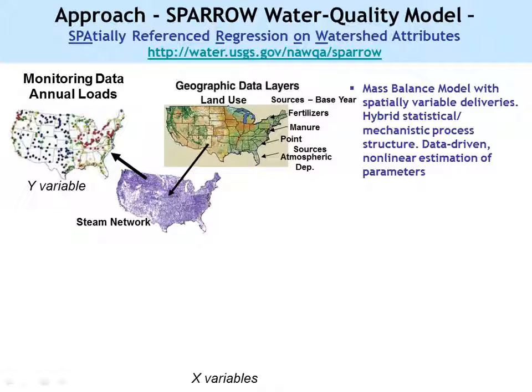So what is SPARROW? SPARROW is a spatially referenced regression on watershed attributes model. And really what it is, it's a mass balance model in which we start off with a series of nutrient sources. And when we go through this, it's really important to get all the sources in the model. Because of how we develop this, if we don't get a source in there, we're going to get it in there one way or the other. So if we don't include the source, it's probably going to creep into the other sources in the model.